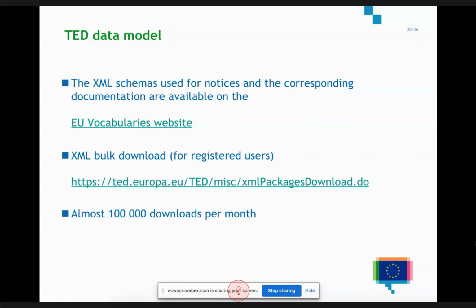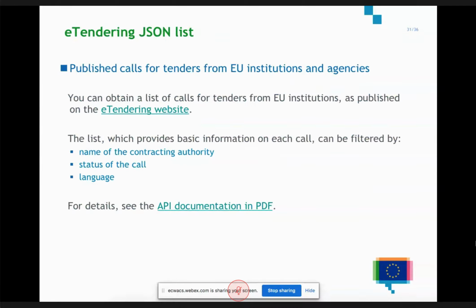We also have another API that is the e-tendering JSON list. You can retrieve the published code for tenders from the EU institutions and agencies. And this gives you a list as they are published on the e-tendering website. You can even filter the information. We also have documentation for this.